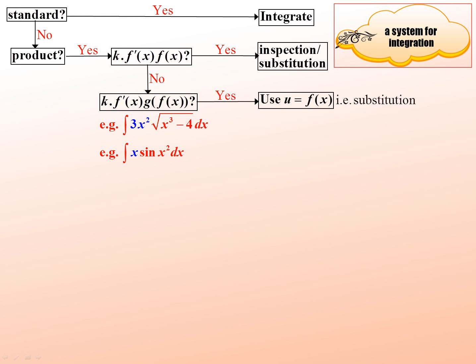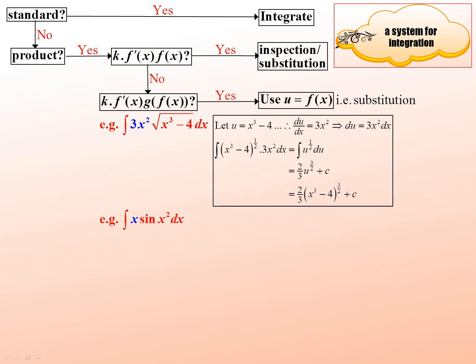Yes, and we'll use substitution or inspection, but often substitution's better. So in the first case, we're going to let u equal x cubed minus 4. Now this is just the pattern. du by dx equals 3x squared. du equals 3x squared dx. So we can now write this with 3x squared dx there. And it's the same thing. Now we can just substitute u for x cubed minus 4 and du for 3x squared dx. There it is. Integrate and then substitute back.